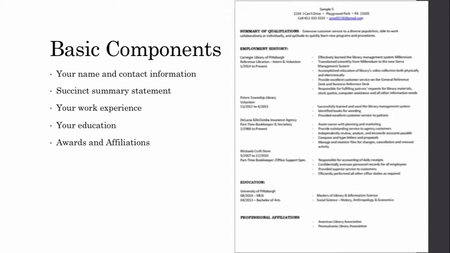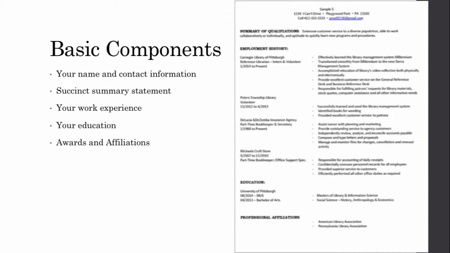First, every resume has some basic components. You should have your name and your contact information. There should usually be a succinct summary statement of your skills, previous experiences, or career goals. The bulk of the resume is going to be your work experience. You'll also want to include your education, and if you have received any awards or you have any affiliations.